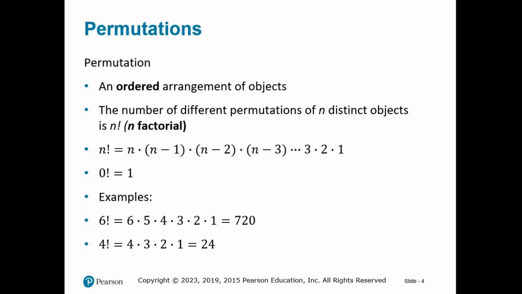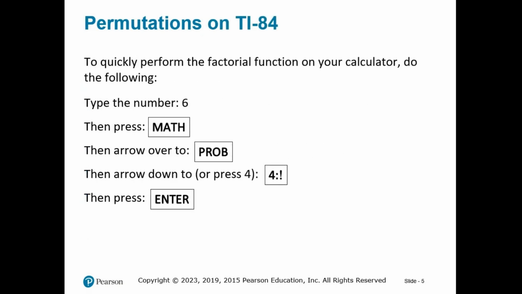Okay, let's go over how to find this on your calculator. I promise it's easy. To quickly perform the factorial function on your calculator, you type the number. For our earlier example, you could use 6, so type 6, then press the math key, then arrow over to the probability, then arrow down to or press the number 4. It has a little exclamation point next to it. Then press enter. It will multiply it out for you.